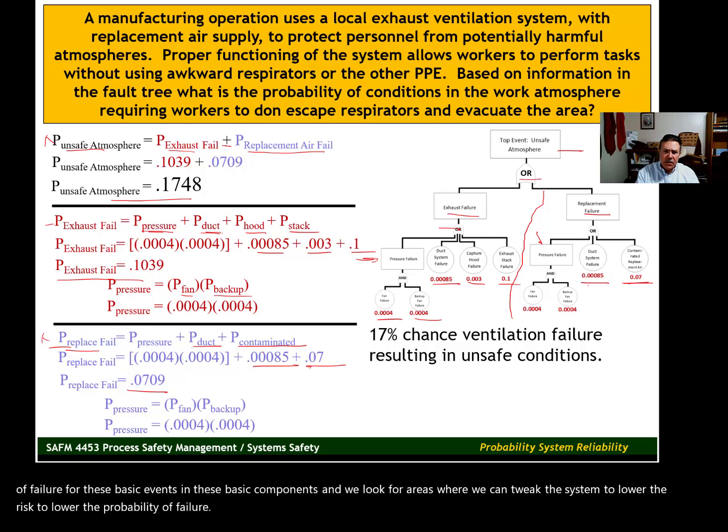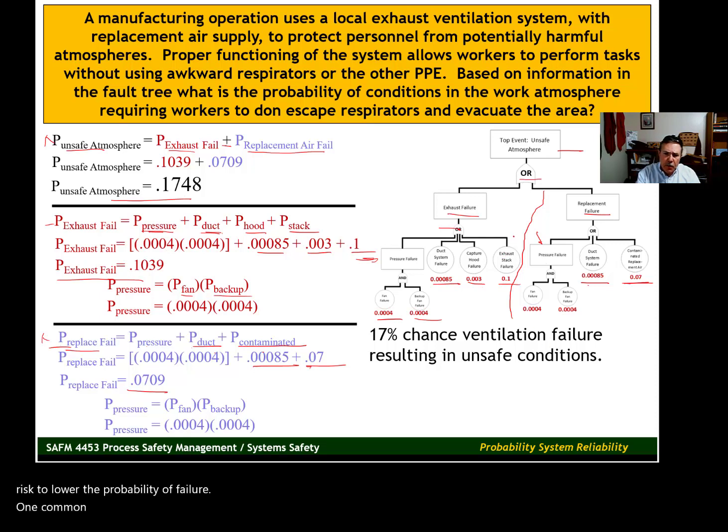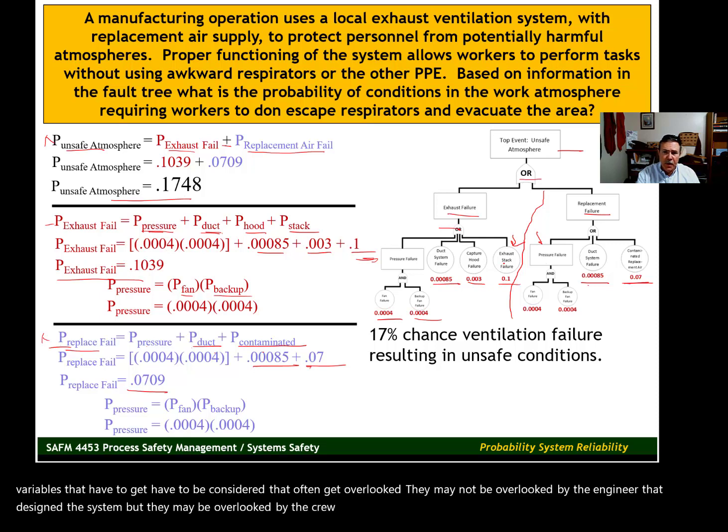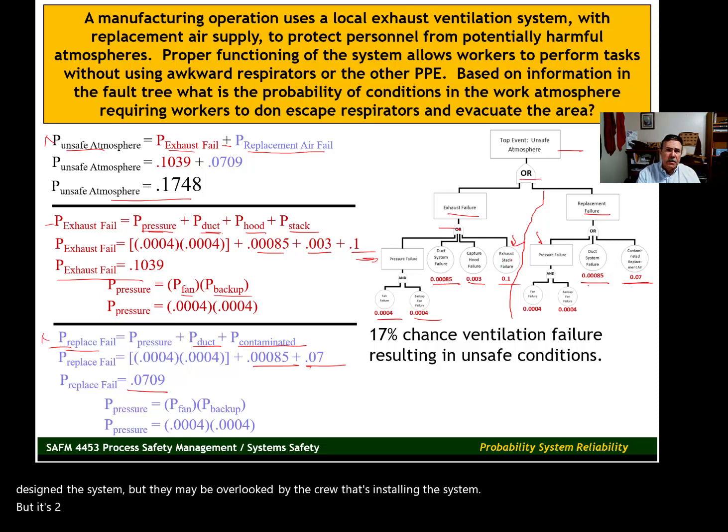One common mistake or deficiency with ventilation systems is the installation of the exhaust stack. There are a couple of variables that have to be considered that often get overlooked. They may not be overlooked by the engineer that designed the system, but they may be overlooked by the crew that's installing the system. But the two primary variables are the distance of the stack outlet above the roof line. It has to be high enough.